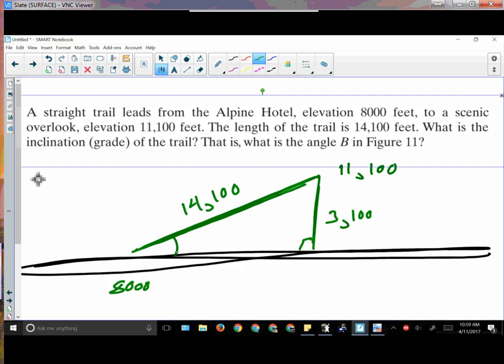So now, we're looking for that angle, that theta. What would I use? Well, theta is here, this is adjacent, this is opposite, and that is the hypotenuse. So, sine. So sine theta is going to be equal to 3100 divided by 14,100. Right? Opposite over hypotenuse. That's all it's going to take.